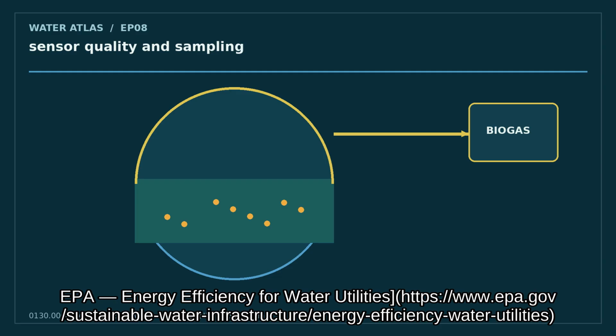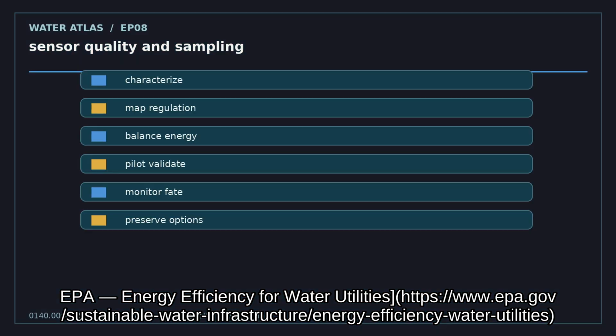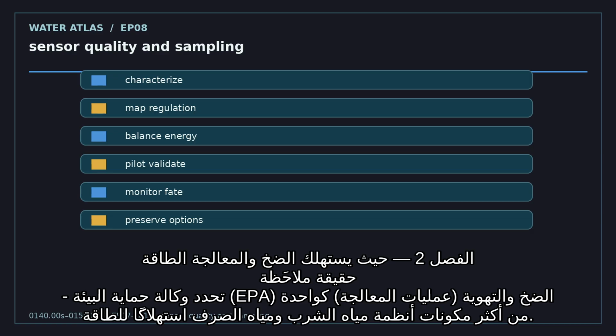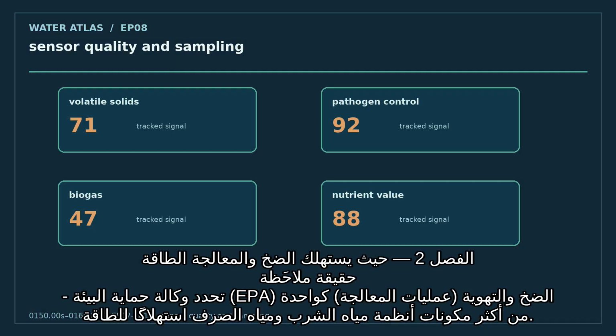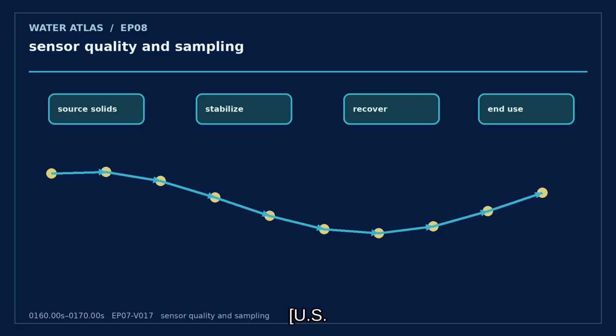Chapter 2. Where pumping and treatment consume energy. Observed fact. The EPA identifies pumping and aeration, including treatment operations, as among the most energy-intensive components of drinking water and wastewater systems. Stated assumption. Reductions in energy use for pumping and treatment are achievable through a combination of equipment upgrades, operational control, and system-level demand management, although the magnitude of savings is asset and context-specific.